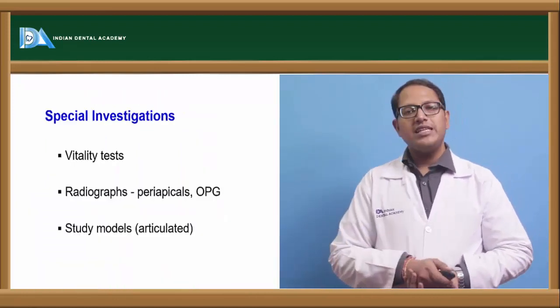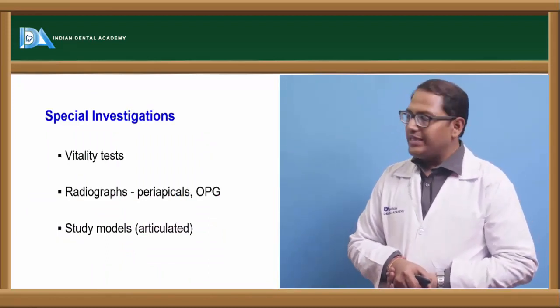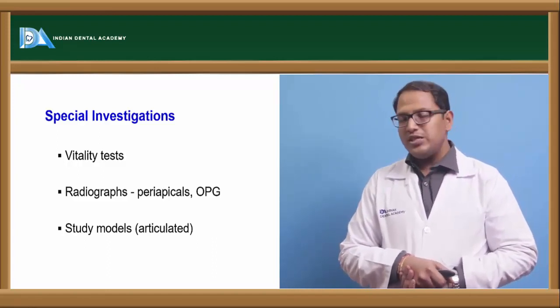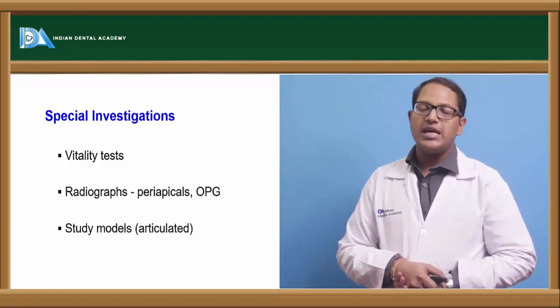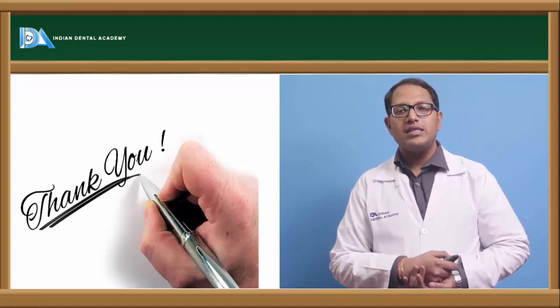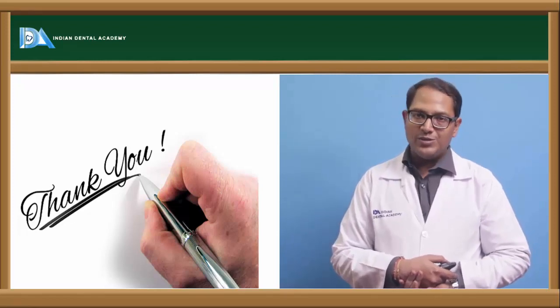The special investigations which are required to plan abutment selection are the vitality test and radiographs, which are important: IOPA and OPGs. Both study models, which are articulated to check the interocclusal space which is present. All these things are important to go ahead with abutment selection for fixed prosthodontics.